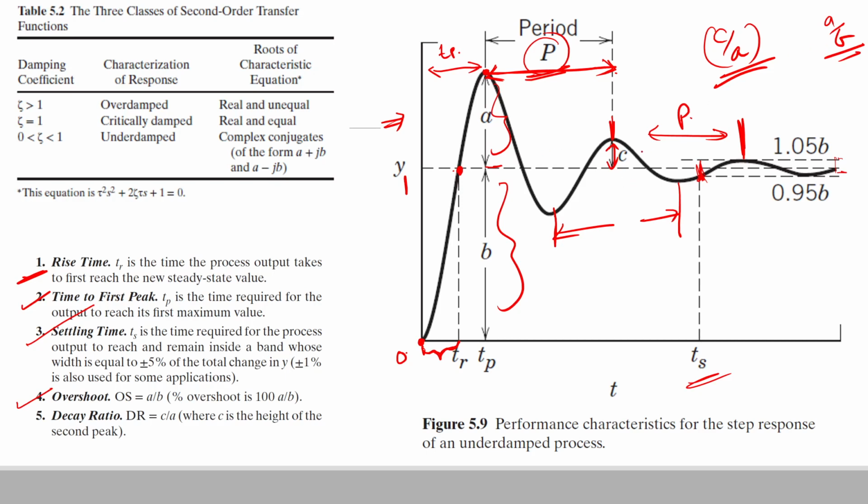Now this decay ratio will remain same for consecutive oscillations. So over here for this segment, if I find the decay ratio, it will become D by C. So if I call this as D, the decay ratio will become D by C, and this will be equal to C upon A. Similarly, the overshoot ratio will also be the same.